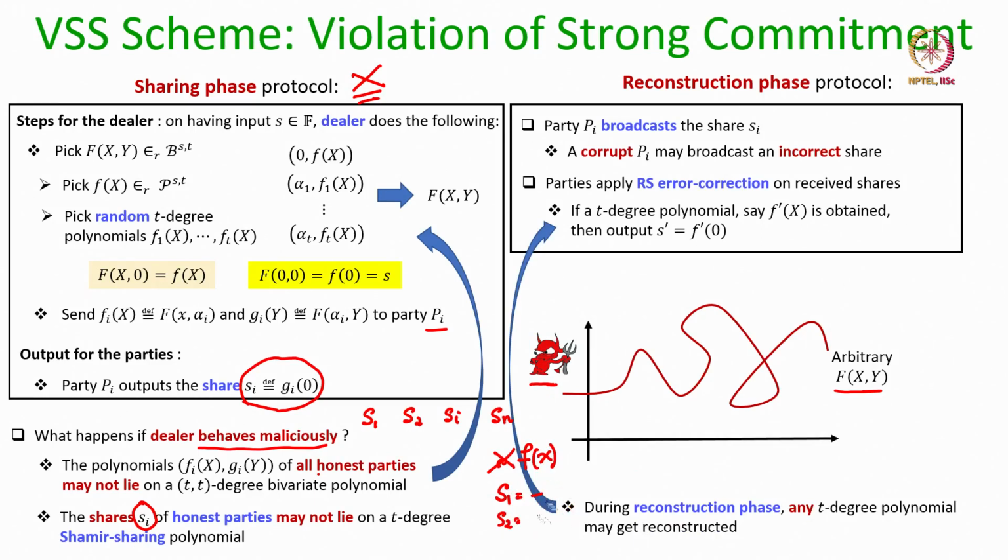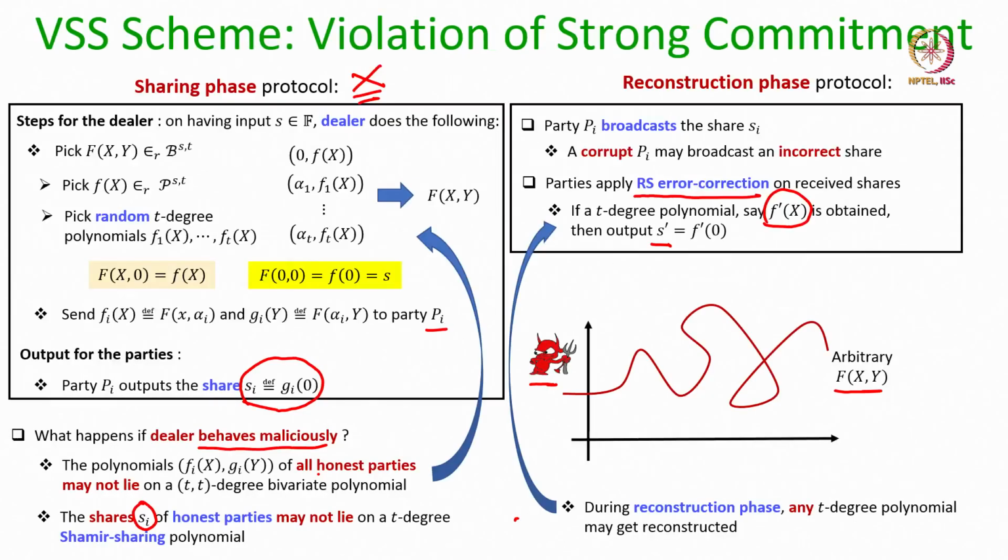And if this happens, that means if the shares of the honest parties do not lie on a unique t degree polynomial, then at the time of reconstruction even the error correction may fail. Parties will think that their shares lie on a t degree polynomial. So, even if the corrupt parties produce incorrect shares, it is fine, we can error correct them. But in the first place, the shares of the honest parties themselves do not lie on a unique t degree polynomial. How can they think of error correcting other points? Any polynomial can be reconstructed, it could be any f prime(x) and hence any s prime which gets reconstructed.